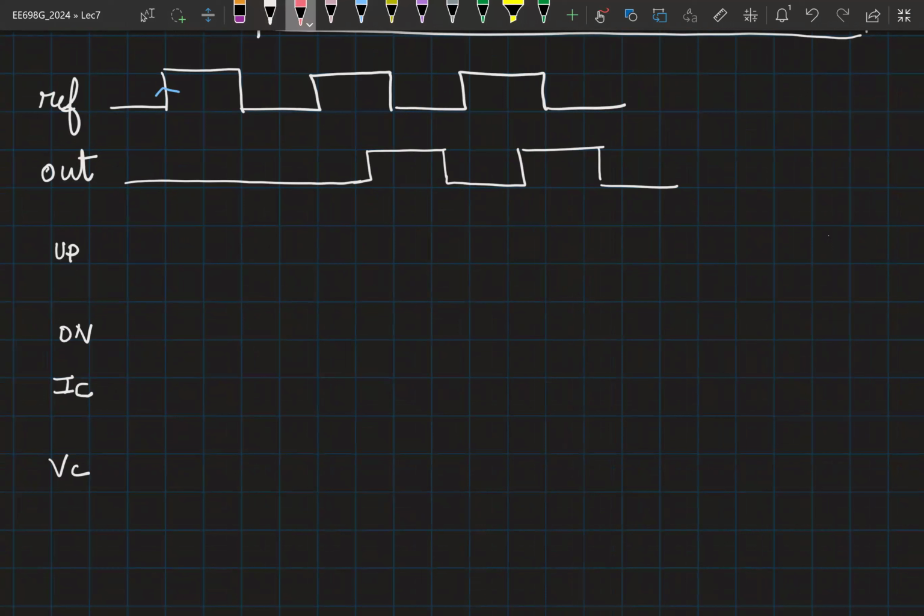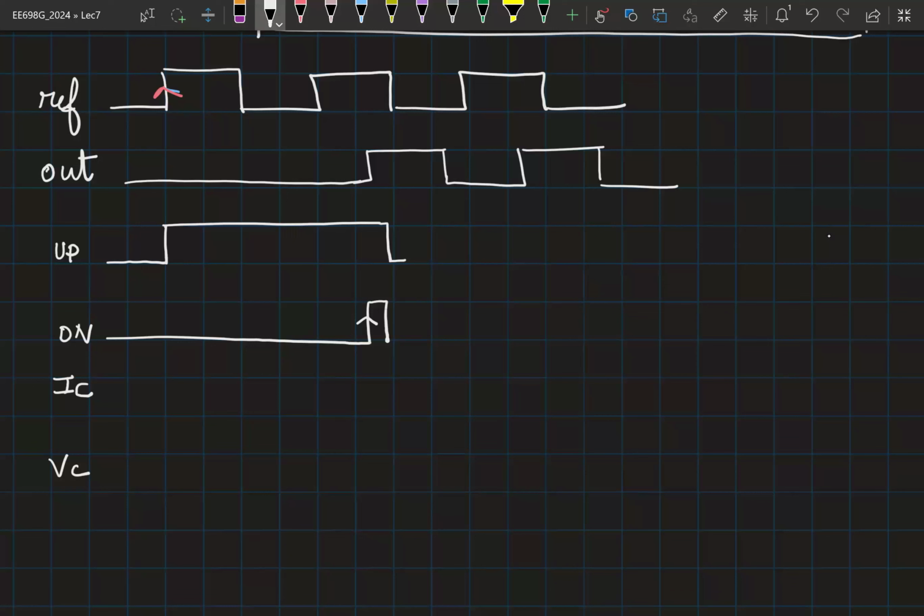So at the first edge of the reference, you will have up going high. At the first edge of the out, you will have down going high. And then both of them will come down after some T reset. So your IC value is equal to plus I naught throughout this duration, which means your VC has begun to ramp up from 0. So this is going to ramp up. Let me show a smaller ramp.